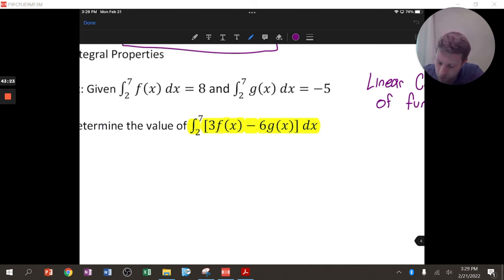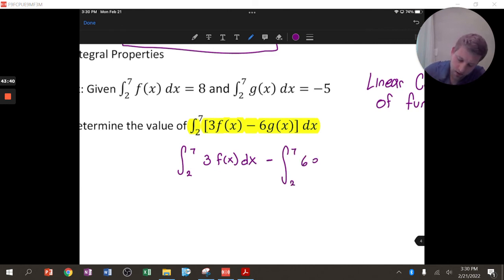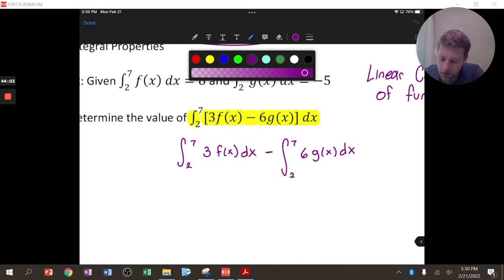So we could say that this would be equivalent to the integral first from 2 to 7 of 3 times f of x dx, subtract the integral from 2 to 7 of 6 times g of x dx. So I can split this integral again to both terms of the difference with the 3 f of x dx and 6 g of x dx. So I can split at that point. 2 integrals there.